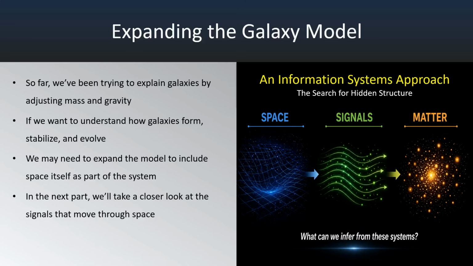Expanding the galaxy model. So far, we've been trying to explain galaxies by adjusting mass and gravity. But those forces act across space, and space is already playing multiple roles in how these systems behave. If we want to understand how galaxies form, stabilize, and evolve, we may need to expand the model to include space itself as part of the system. This is a difficult problem, and much of it may need to be explored indirectly. In the next part, we'll take a closer look at the signals that move through space and how they shape the behavior of these large-scale systems.